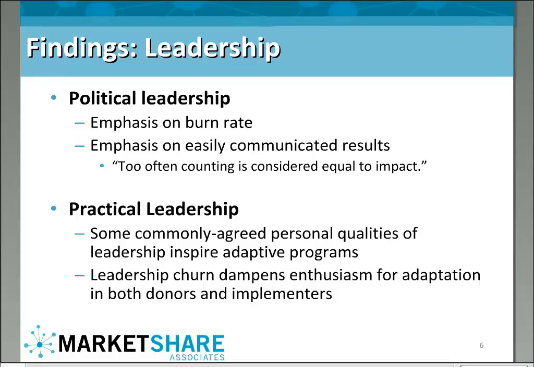And leadership probably plays one of the most influential roles in creating and sustaining that culture and giving permission for people to be adaptive, to admit failures, to discuss challenges. And so under political leadership, one of the biggest constraints to adaptive programming is an emphasis on the burn rate. And this, as governments have moved into periods of austerity with ring-fenced overseas development budgets and very active national media, has become more and more of a pressure for market development programs under several different donors.